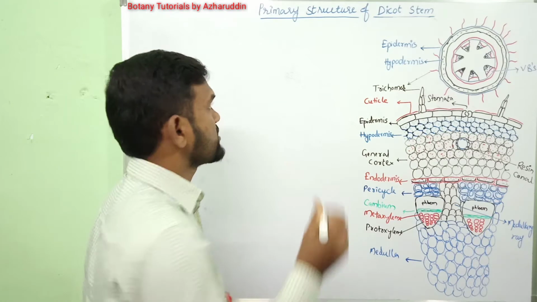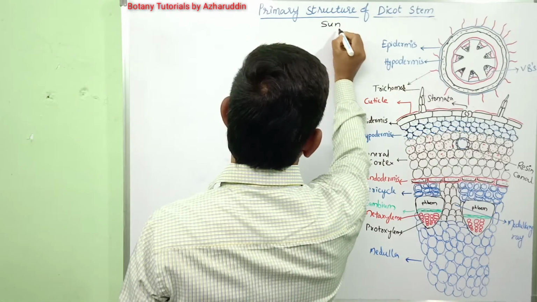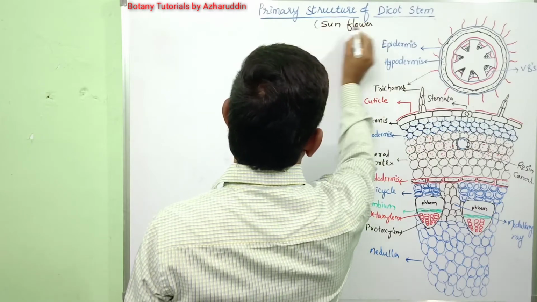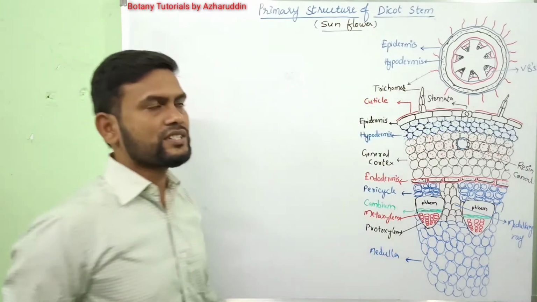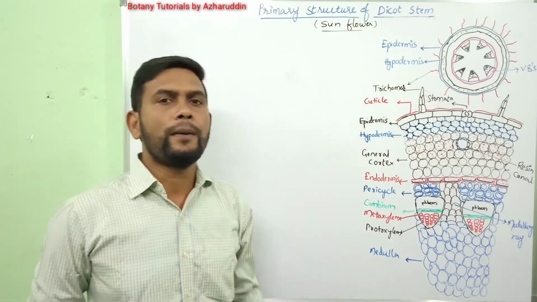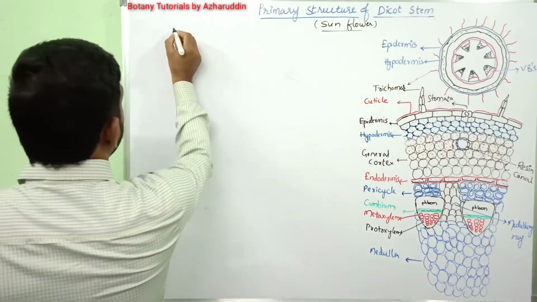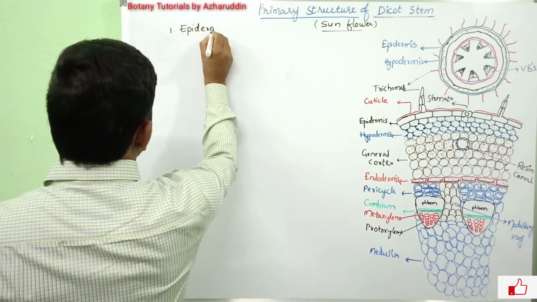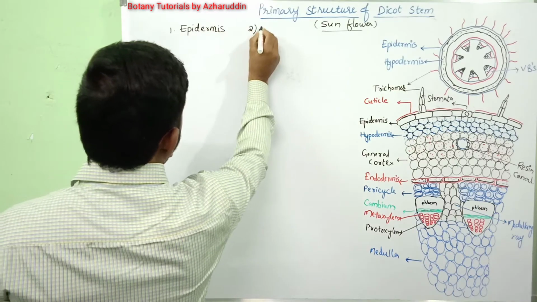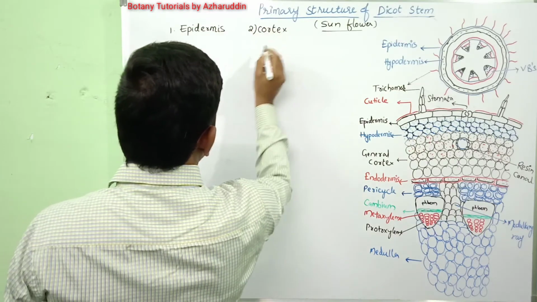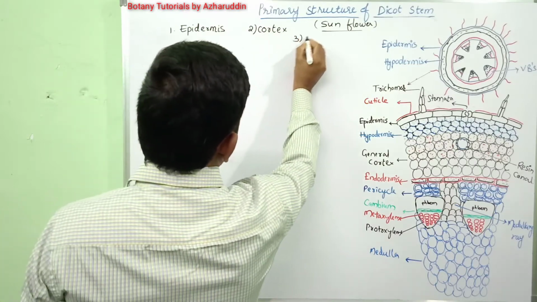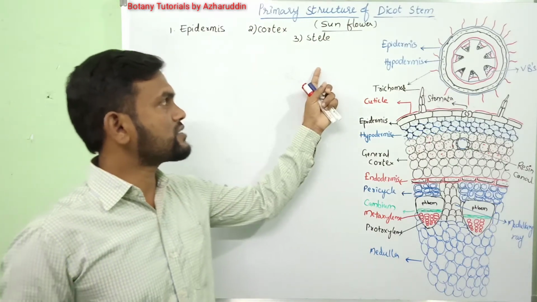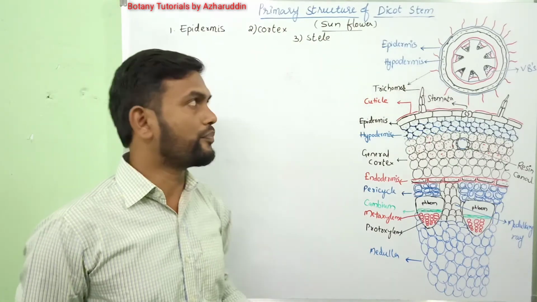Helianthus annuus, that is sunflower. I am taking sunflower as the example for the transverse section of dicot stem. The transverse section of the dicot stem, that is sunflower, shows mainly three parts. They are: number one, epidermis. First part is epidermis, second part is cortex, and third part is stele. These three parts are present in the transverse section of the Helianthus annuus plant, that is dicot stem.